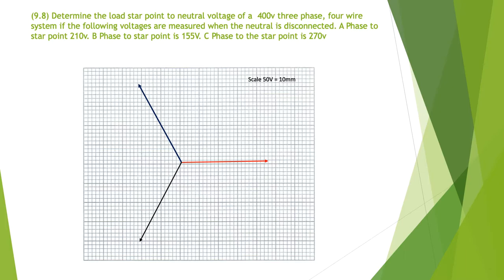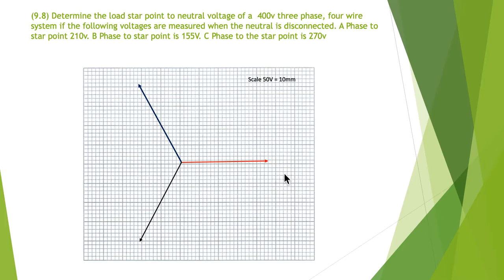Determine the load star point to neutral voltage of a 400 volt 3-phase 4-wire system if the following voltages are measured when the neutral is disconnected. So when the neutral is disconnected, a phase to star point of 210 volts for A phase, B phase star point to the neutral is 155 volts, and phase to the star point is 270 for the C.